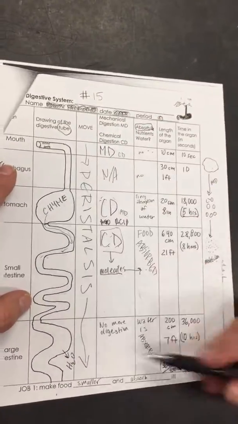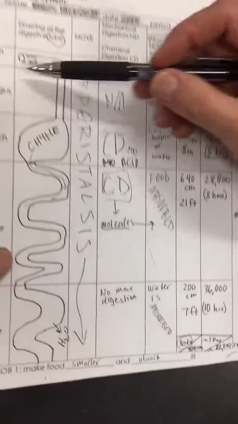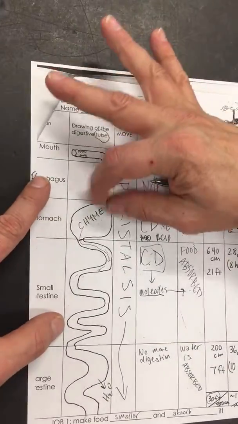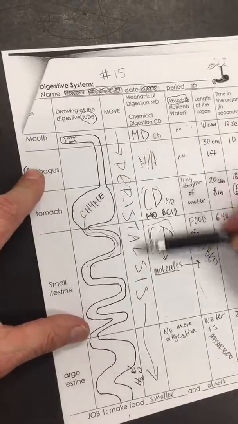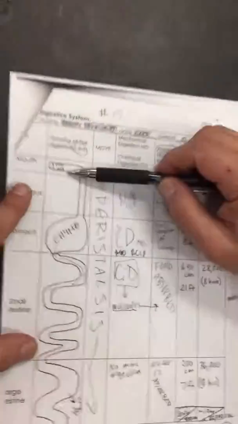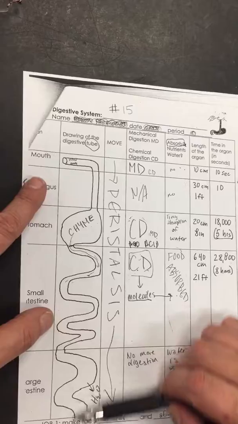Now, it's a super long tube. We say it's 30 feet long. So the only way the food's going to make it down there is if there's little muscle contractions pushing it down, and we call those peristalsis. Okay? Peristalsis, the muscle contractions that push food down the tube.